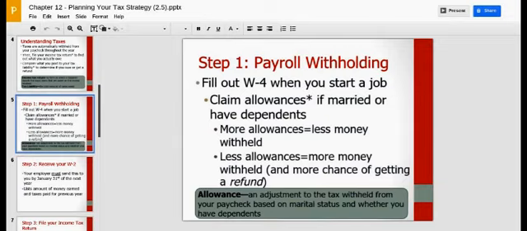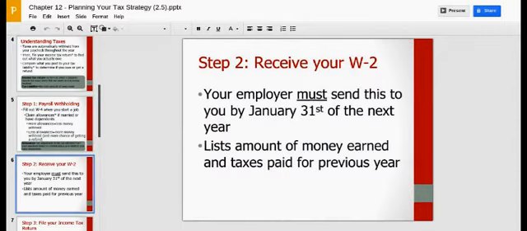So the more allowances that you have, the less taxes that are taken out of our paycheck, which is great, but you could possibly owe money come tax season. If you have fewer allowances, so for myself, I have 0 allowances, I'm not married, and I don't have children, I have more taxes taken out of my paycheck, which isn't good, but I have a higher chance of getting a refund come tax time, which is good. So the nice little extra bonus check, you can say.